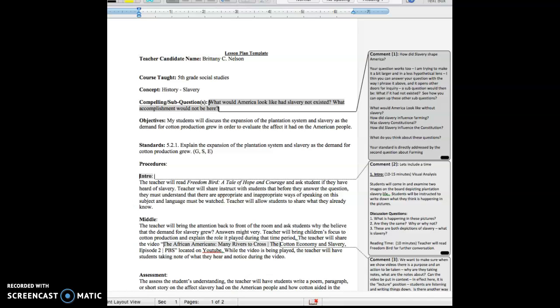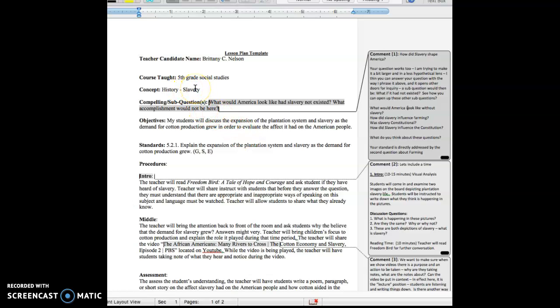Because if we go forward past the Civil War, we say, well, slavery's over, but it didn't go away. It became sharecropping, and so it became economic slavery as well. It wasn't just the ownership of the person, but it was now the ownership of their labor under the guise of payment in the South. So you may want to be a little more specific about what's the compelling question and then what's the sub-question that this lesson is specifically addressing.